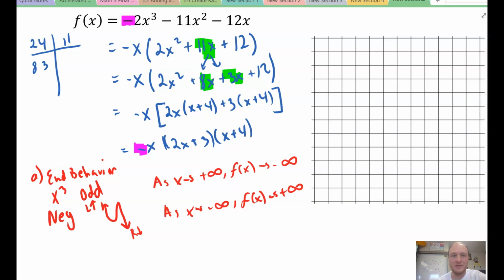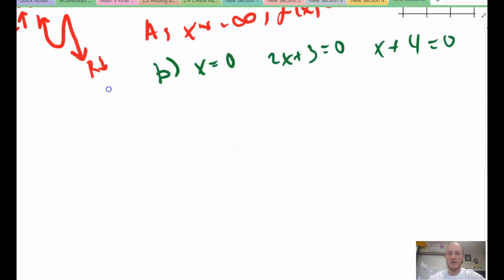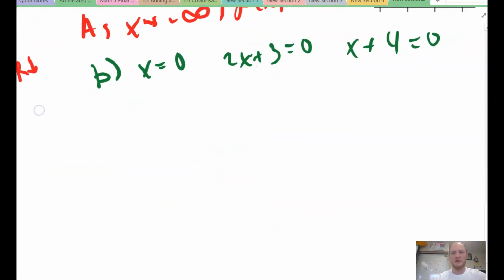Part B, what we have to do is we have to determine our zeros. What are our real zeros? Now, because I have x here, I'm going to set that equal to 0. Okay, that tells me a 0. Because I have 2x plus 3, I set that equal to 0, and I solve. And because I have x plus 4, I set that equal to 0, and I solve. Okay, so let me move this up, and we'll go ahead and solve this. So again, our first function, we don't have to solve.